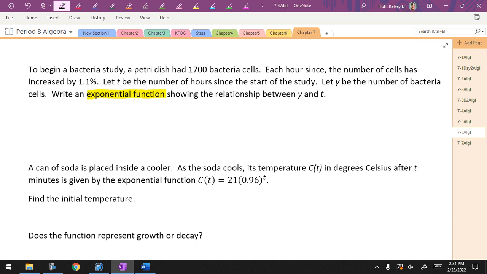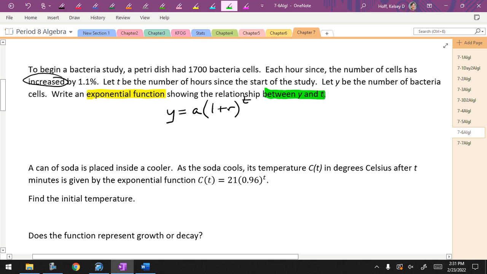Here's my question. Exponential growth or decay? How do you know? Very good. The word increase. Y equals a parenthesis 1 plus r raised to the t power. Now notice right here it says between y and t. That means y and t are staying in your equation. We need to replace a. We need to replace r. Which one is which, or what should I put in for them? And what do I want to write my r as? Because I don't want it as a percentage.